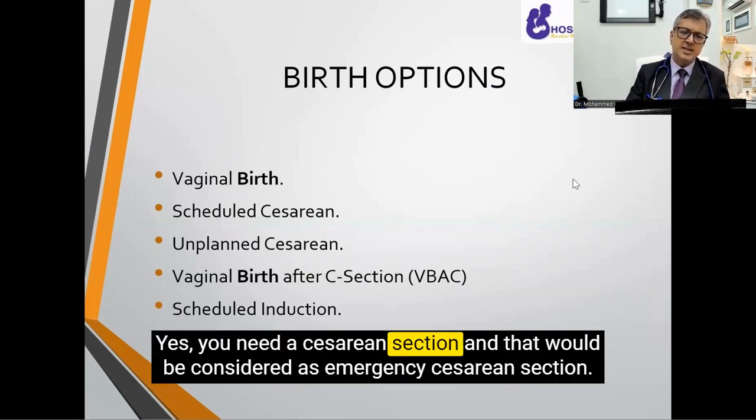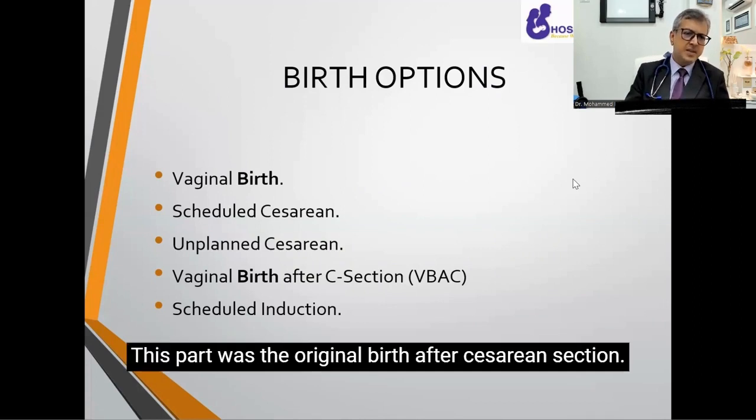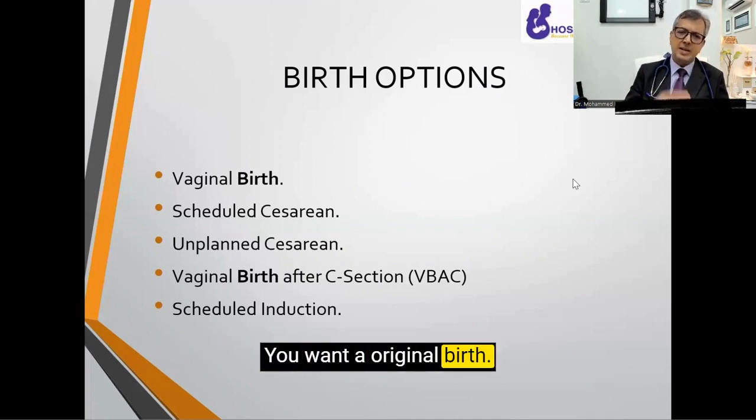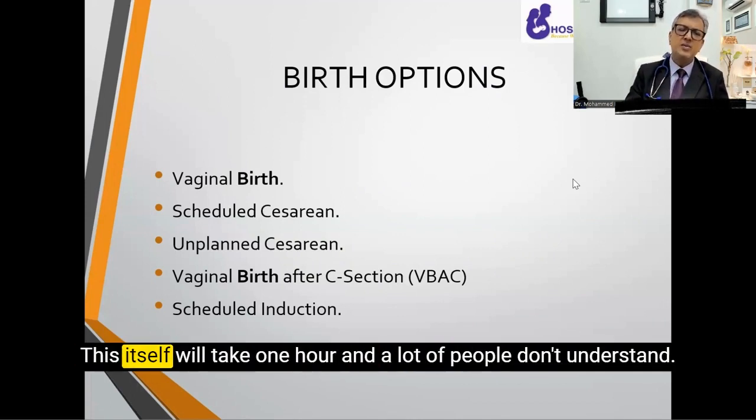Yes, you need a cesarean section, and that would be considered an emergency cesarean section. This part about vaginal birth after cesarean section, that means you've had a previous cesarean section and you want a vaginal birth. This itself is a long topic. This itself will take 1 hour. And a lot of people don't understand.